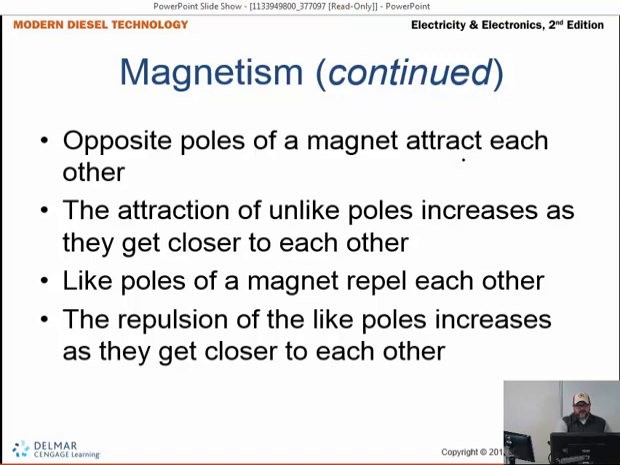All right. Opposite poles of a magnet attract each other. The attraction of unlike poles increases as they get closer to each other. Like poles of a magnet repel each other. The repulsion of those like poles increases as they get closer to one another. So you can actually break a magnet by pushing them together. They'll actually snap. And then when they do, of course, things flip around and they try to find opposite poles to attract to.